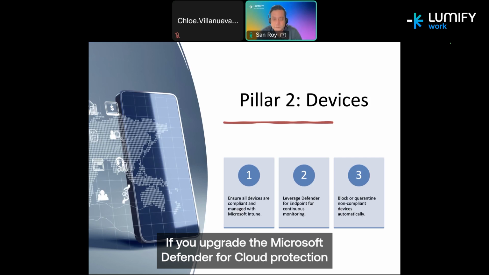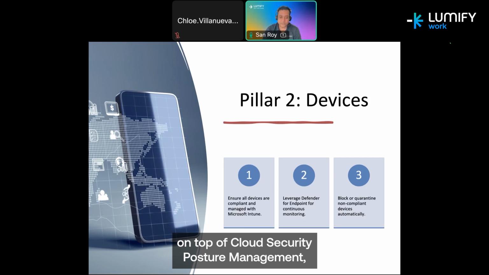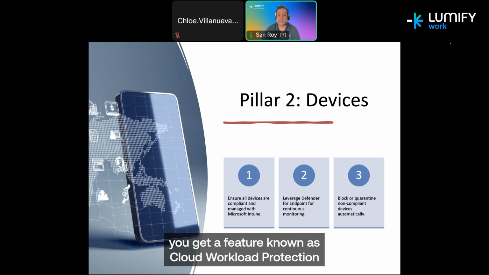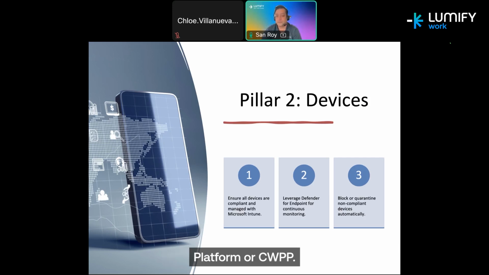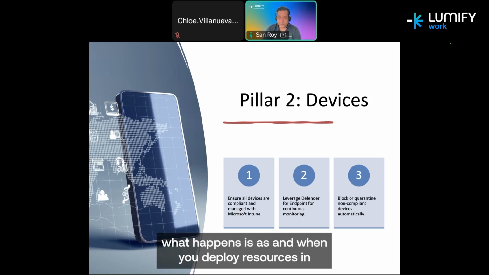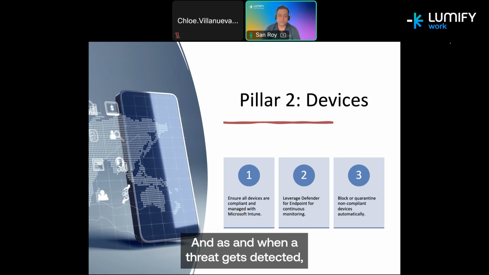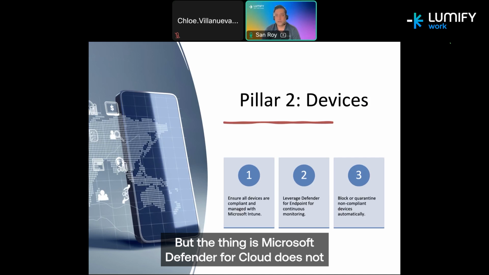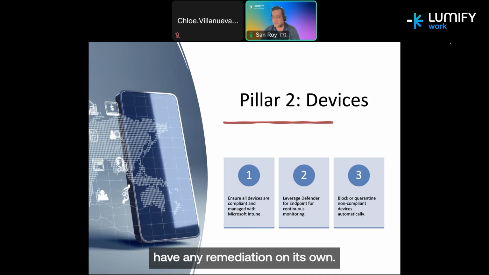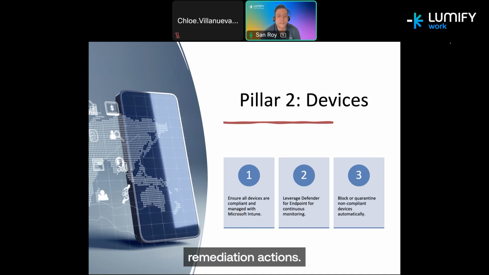Now coming back to the device protection. If you upgrade the Microsoft Defender for Cloud Protection plan from basic to advanced, on top of Cloud Security Posture Management, you get a feature known as Cloud Workload Protection Platform, or CWPP. As a part of Cloud Workload Protection Platform, as and when you deploy resources in Azure, those resources automatically get onboarded by Defender for Cloud. And as and when threat gets detected, the alerts are generated. But the thing is, Microsoft Defender for Cloud does not have any remediation on its own. It relies on a playbook for any kind of remediation actions.